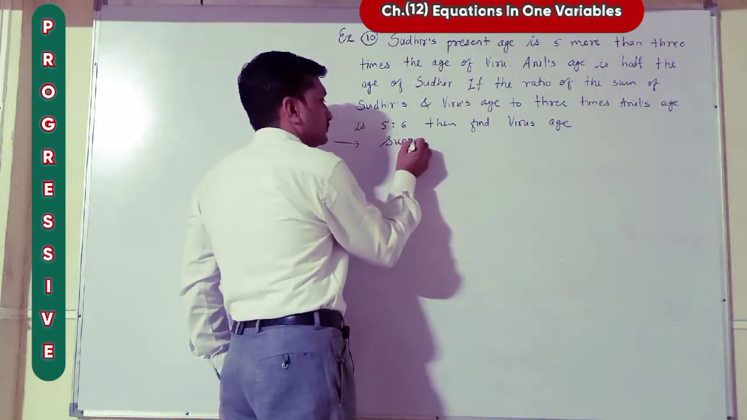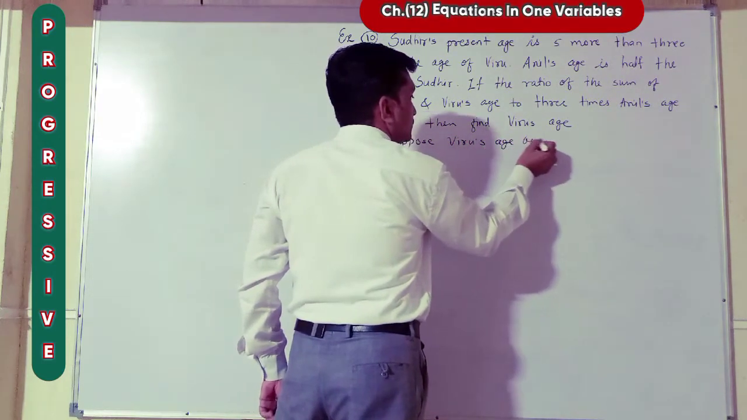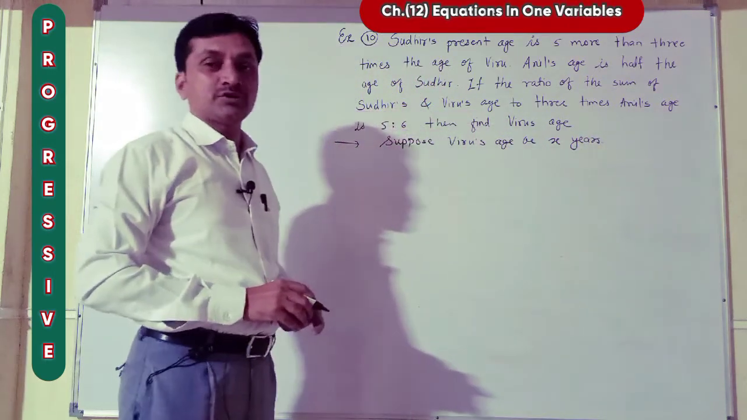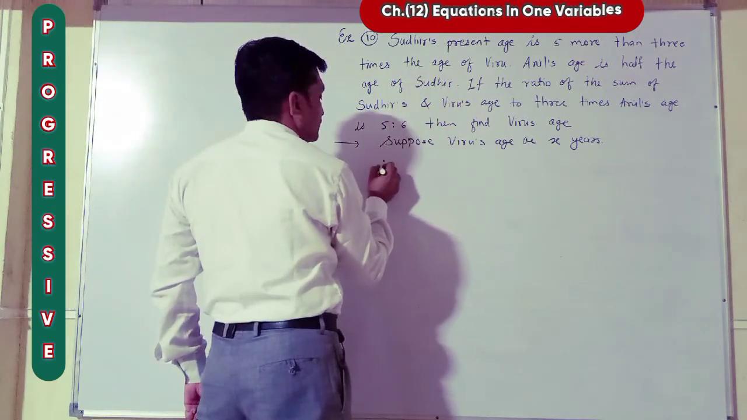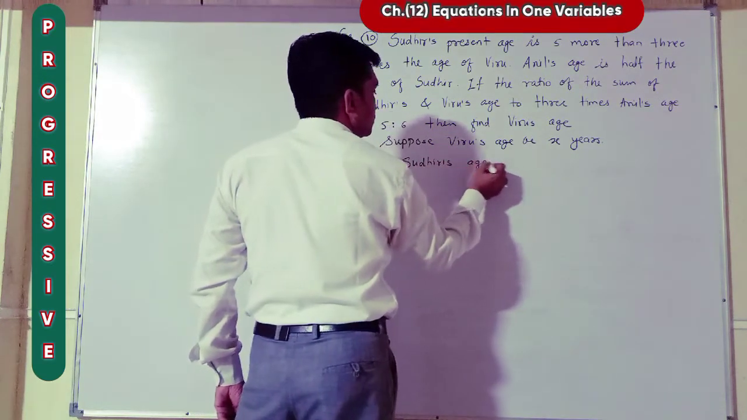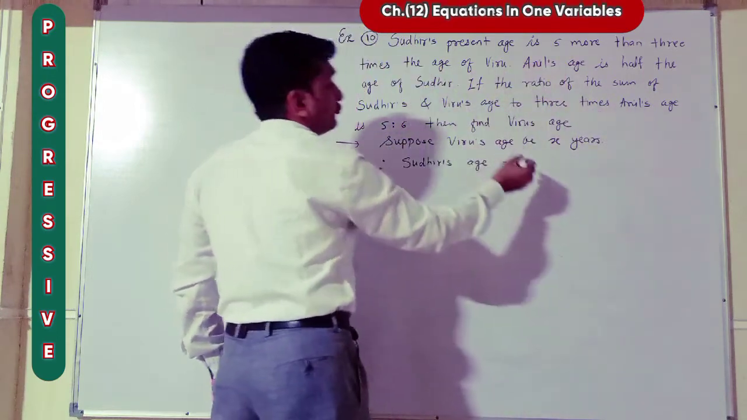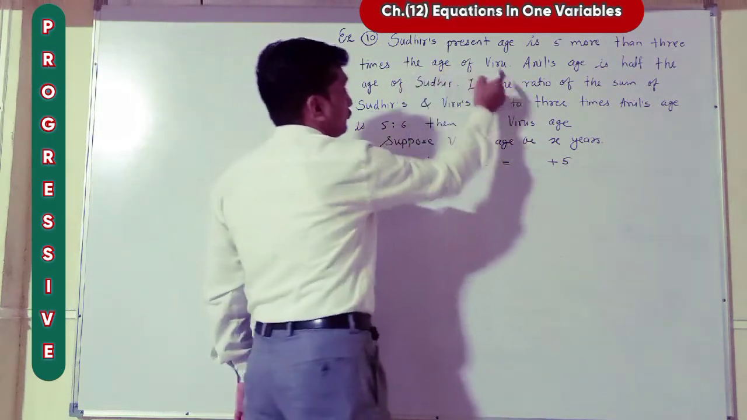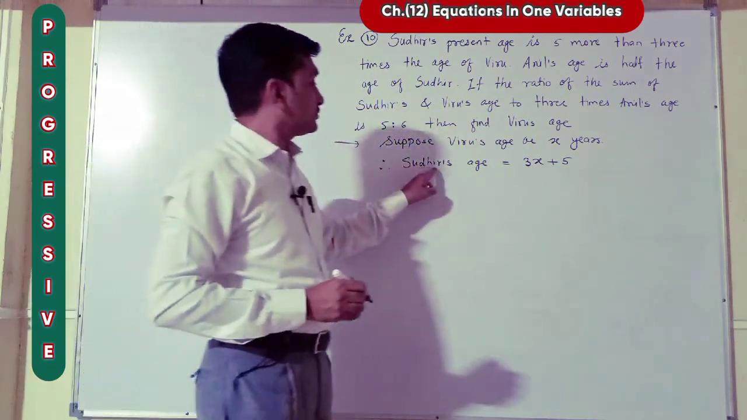suppose Viru's age be x years. Viru's age be x. Now say related ages. Sudhir's present age. Therefore, Sudhir's present age is 5 more than, 5 more means plus 5, 5 more than 3 times the age of Viru. 3 times means 3x. 3x plus 5. It is Sudhir's age.